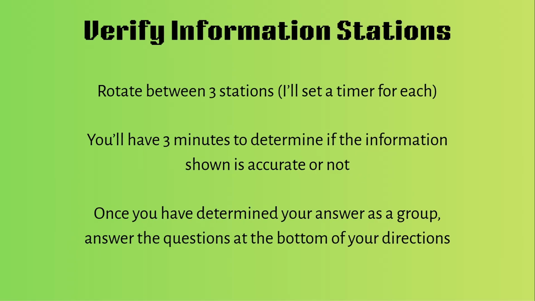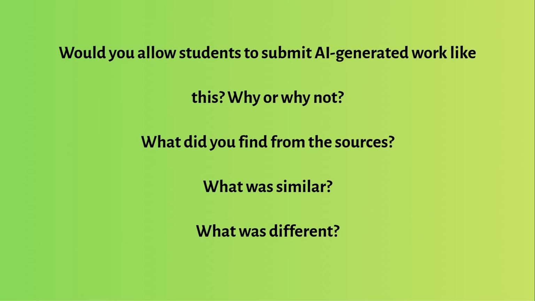Now you are going to rotate between 3 stations. You'll have 3 minutes at each. At each station, you will determine if the information presented is accurate or not. Once you have determined with your group, answer the questions at the bottom of your directions. You will be looking at graphs and data, articles, and quotes on energy AI usage. Here are the questions displayed for those who need them. If you're at home, pause the video for roughly 10 minutes, rotating between stations every 3 minutes, and then come back.